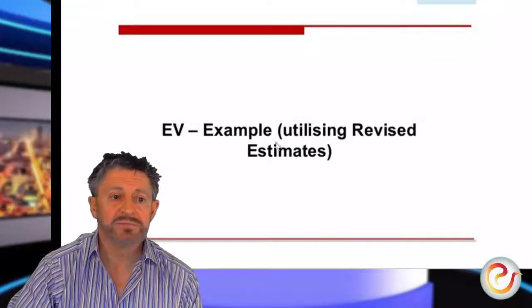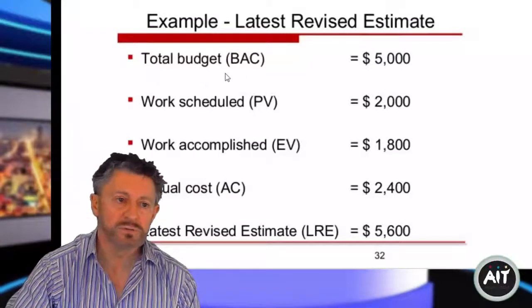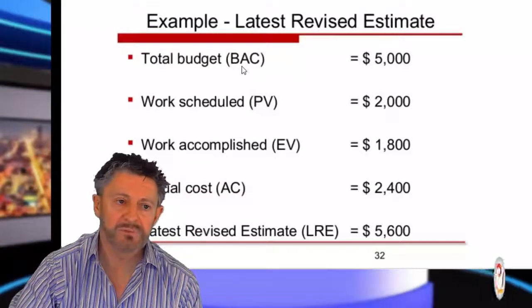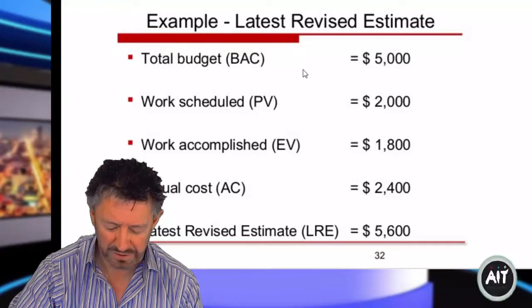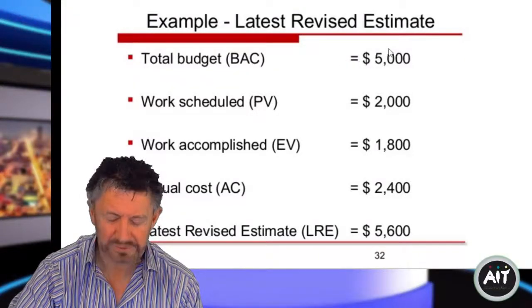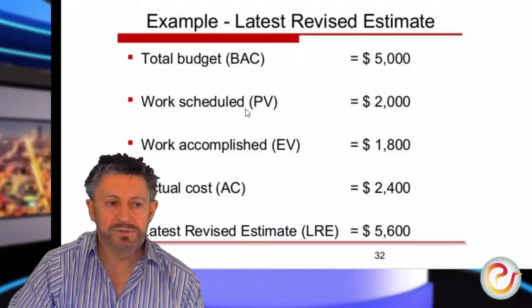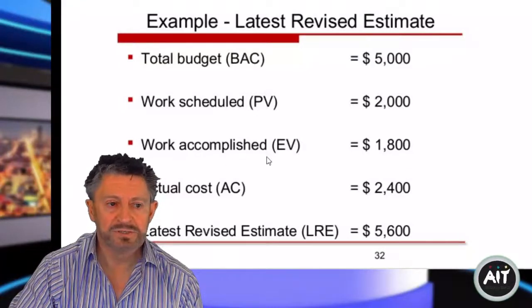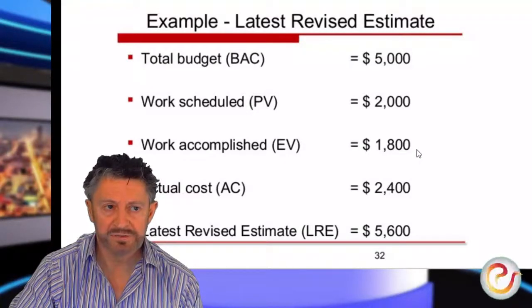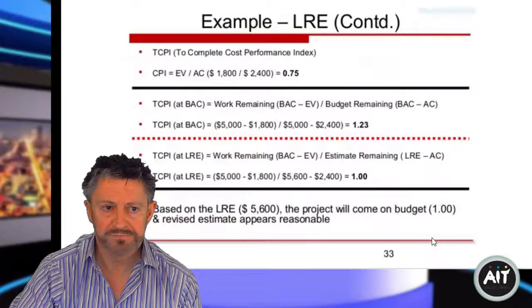So the EV example utilizing the revised estimates. If we look at these revised estimates, the total budget cost is 5,000. Work scheduled, the planned value, was 2,000, and then the work accomplished, the earned value, was 1,800, and then the actual cost is 2,400. So the latest revised cost is 5,600.